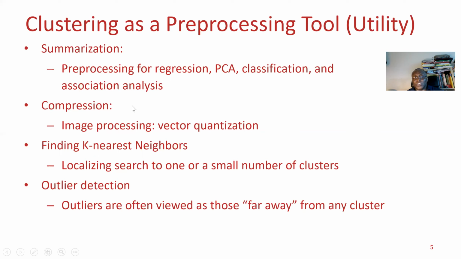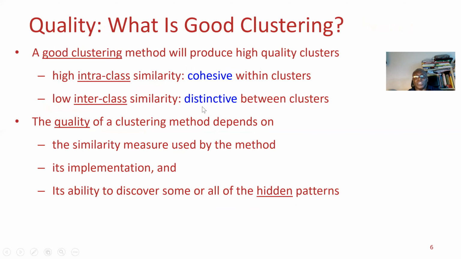We also have association analysis, trying to find a relationship between two or more attributes. Compression, we know that, for example, in image processing, we do file compression. Also finding the K nearest neighbors and localizing search to one or more clusters. We can also use clusters as pre-processing for outlier data, data that is maybe too small or too large compared to the majority of the values of the data.